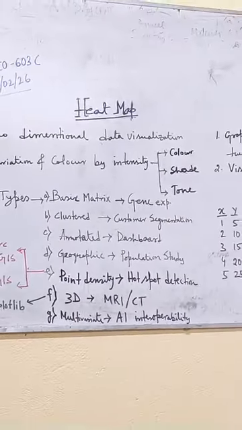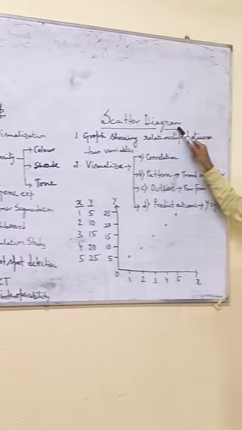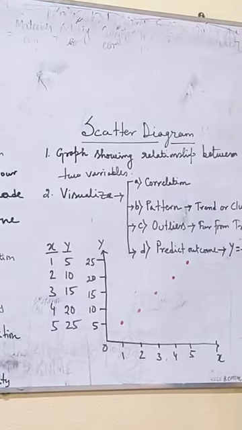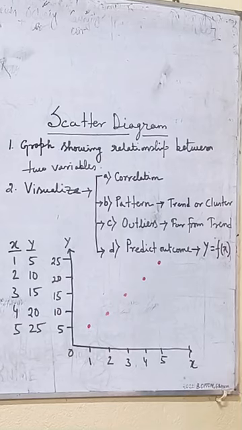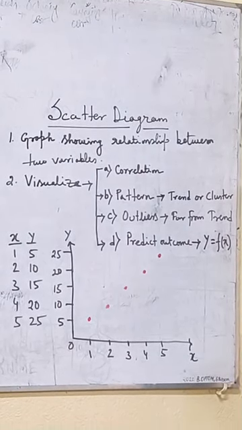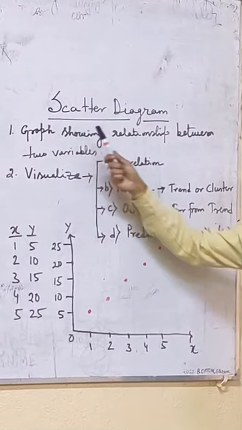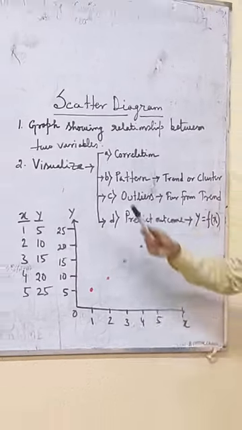Now we are moving to another concept, that is scatter diagram. Scatter diagram is also a visual tool. With the help of scatter diagram, what we find? We find the two variables as well as their relationship. So it is a graph showing relationship between two variables.